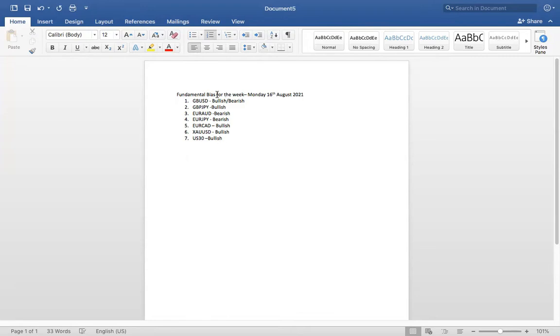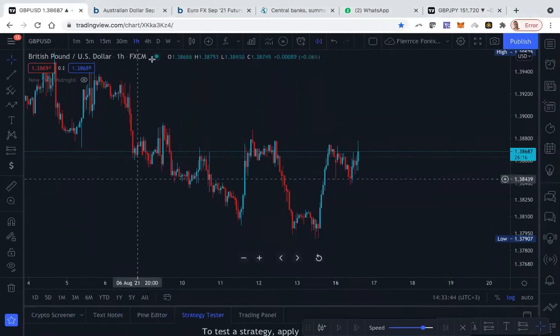So what I do, I just look at the fundamentals. I'm not going to go through that right now, but this is my bias for the week. This doesn't mean that I'm just going to be buying GU, for example, and so on and so forth. But it gives me a guide. Okay. So that being said, I go to my charts.